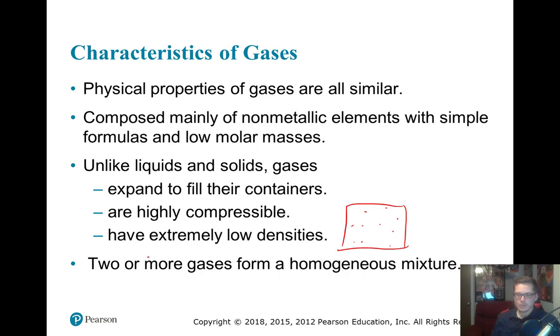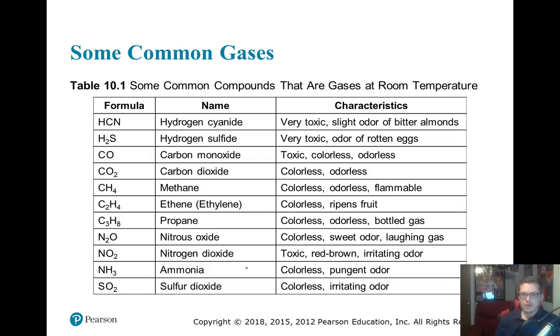When you have two or more gases mixed together, they form a homogeneous mixture. Remember, homogeneous means that they are the same throughout, so it's like a solution. Like the air I'm breathing right now, and that hopefully you're breathing right now, is a homogeneous mixture. You've got mostly nitrogen, some oxygen, and then carbon dioxide and a bunch of other trace gases.